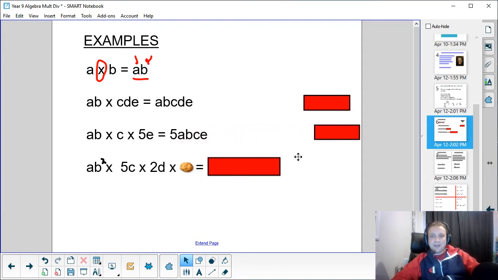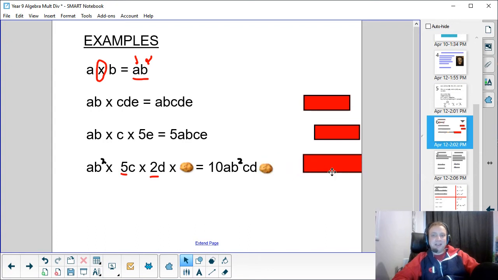Okay, and even when it starts to get more complicated, I've got combinations of numbers, different letters and powers. We just try and smush and put things together when possible. So the 5 and the 2 can go together. They're numbers. We know how to multiply numbers together, which means we'll be starting with a 10. We've got an A, we've got a B squared, right? It's still part of it. Just leave the power alone. There are no other B's to put with it. We've got C, we've got D, and there's a potato at the end because it's multiplying. So we just put it all together. Everything goes next to everything else.